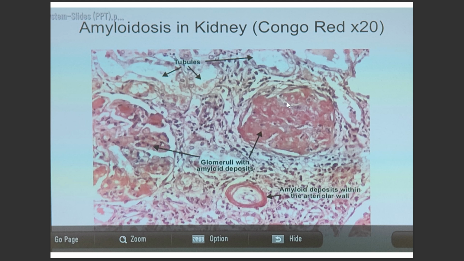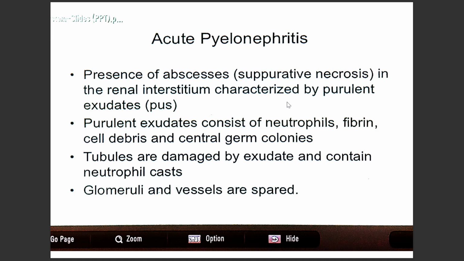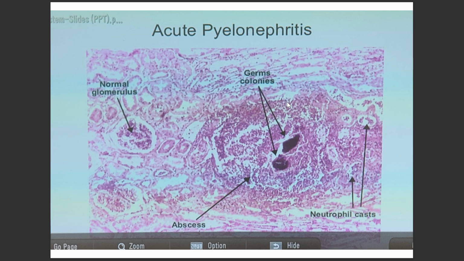Let's, my dear viewers, go to another slide. This is acute pyelonephritis. How can we understand acute pyelonephritis? Pyelonephritis refers to pus in the urine. You see that abscesses are present, that means a caseous mass. Here these two points indicate germ colonies. We know that neutrophils, inflammatory cells, etcetera are also present.